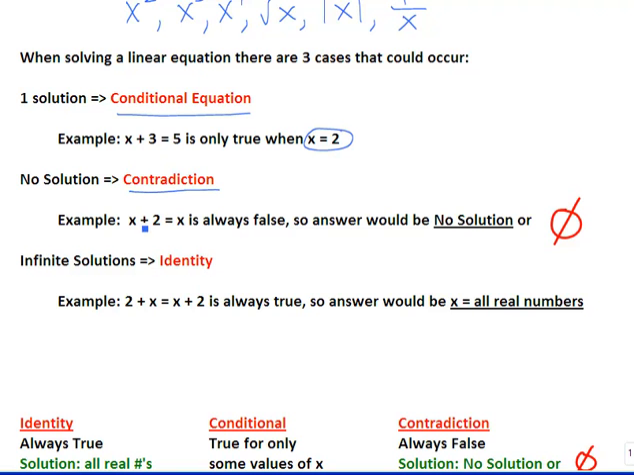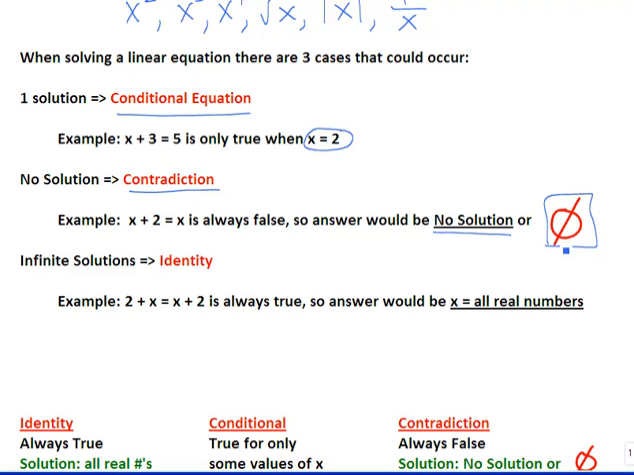Sometimes when you solve linear equations, you get no solution, which is called a contradiction. An example of this might be x + 2 = x. We know that that's always false because there's no way you can start with a number, add 2 to it, and get back the original number. So that has no solutions when we try to solve it. How do you write your answer? You either write it in words, no solution, or you can use this notation, 0 with a slash through it.